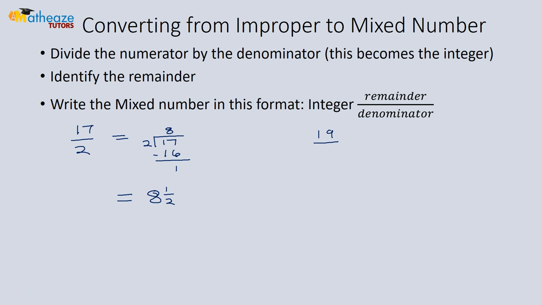Let's try another one. 19 over 6. We're going to apply the same method. 19, 6. It goes in 3 times. We have 3 times 6, 18. We have a remainder of 1. So this will be rewritten as 3, 1 is the remainder and 6 is your denominator. It's also going to be your divisor.